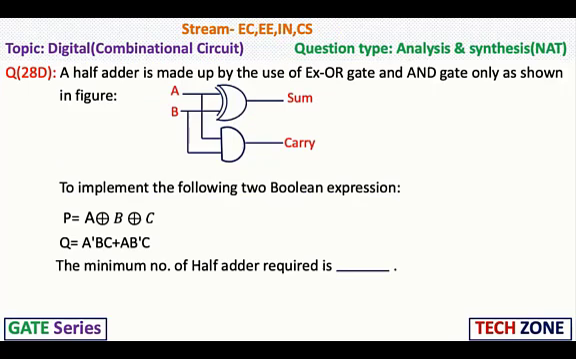Next, a half adder is made up using XOR gate and AND gate only, as shown in the figure. So this is the half adder. To implement the following two Boolean expressions, P = A XOR B XOR C and Q = A bar B C + A B bar C, the minimum number of half adders required is, fill in the blanks.